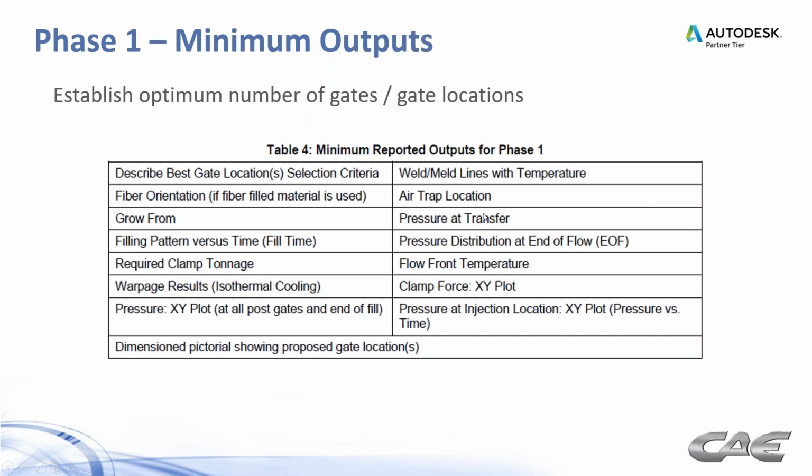So phase 1, in the standard, this is all listed in the standard. These are the minimum outputs, and it just lists them straight down the line here. We don't need to read it all, but look at those and you'll see that most of this involves filling, packing, and some basic warpage dimensions, or deflections rather.